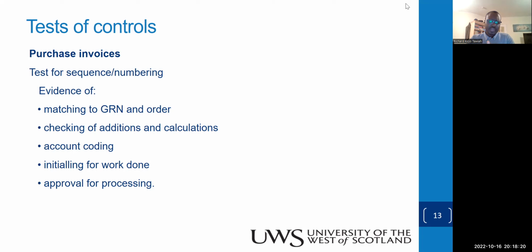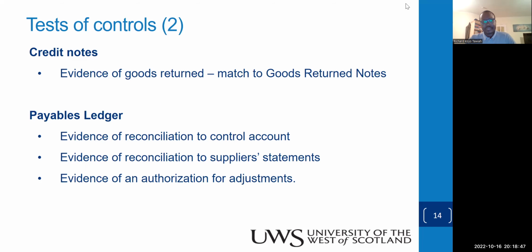You also have to try to do a matching of that invoice with the GRN, goods receipt notes, okay? And then you match it up to the payments which were made by the accounts. You should always obtain evidence of matching the GRN to the order, check additions, calculations, any account coding against your chart of accounts. And anyone who normally receives the goods will initial, okay? And check for approval for processing.